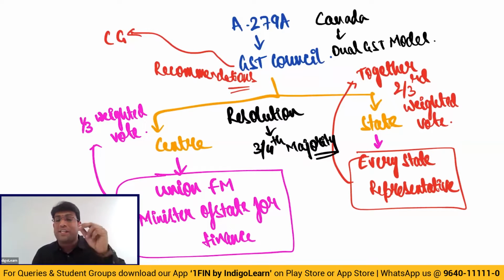That means the concept is very clear that center alone or state alone cannot independently take any decision, because center weight is 1/3, state weight is 2/3, but to pass a resolution, we want a 3/4 majority. So center alone, state alone, independently cannot take any decision. In fact, that is the beauty of this dual GST model. So in India, what kind of model is adopted for GST? That model is called the dual GST model.